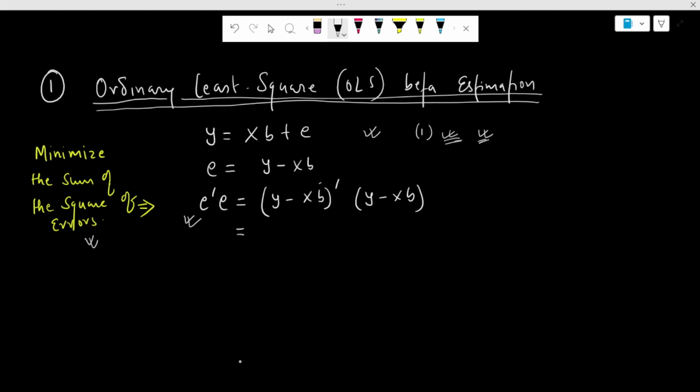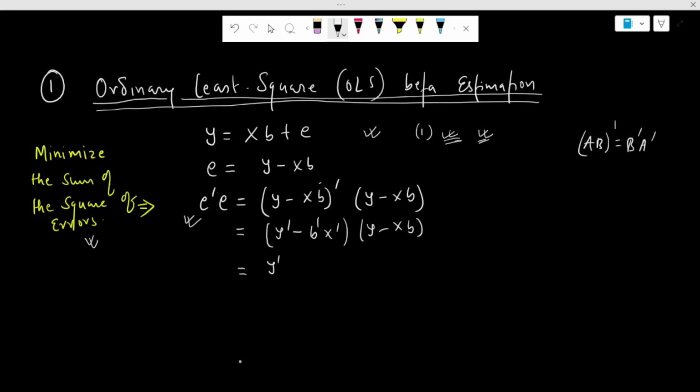Now let us operate on it. So let us take the transpose of this relationship. We get y transpose minus beta transpose x transpose, because we know that the transpose of AB is equal to B transpose A transpose, times y minus xb, and let us carry out the multiplication.